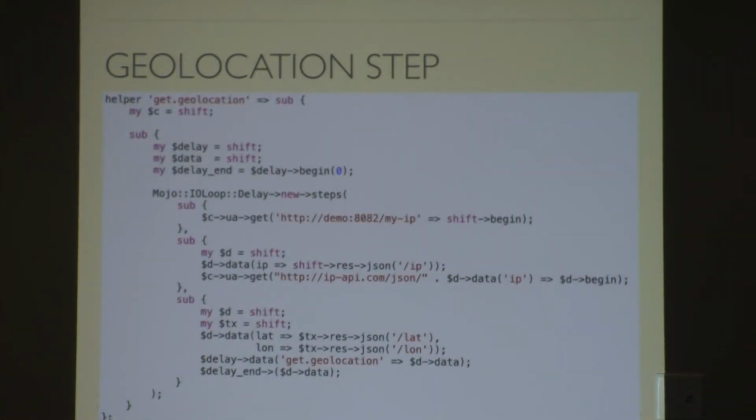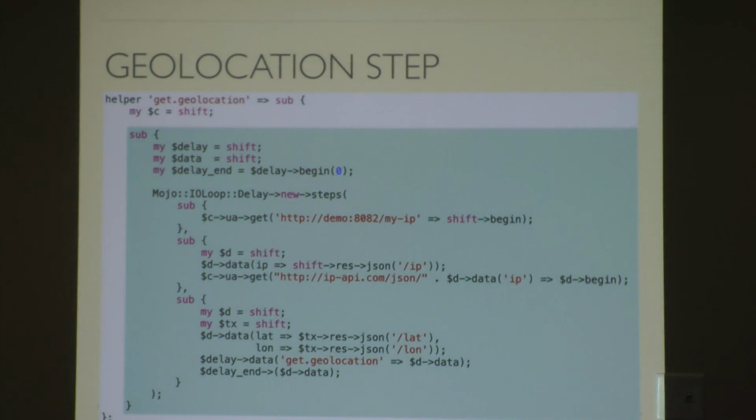I mean, here's one way, right? We make a helper called get.geolocation. Now remember, this thing has to return a step. So what we're going to do is return a subroutine reference here. That's the last call in this helper. But there's a lot packed in there. It's returning this subroutine reference. This is a step. It's a giant step.